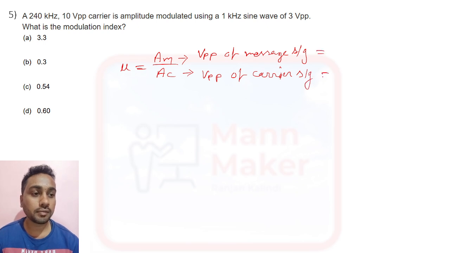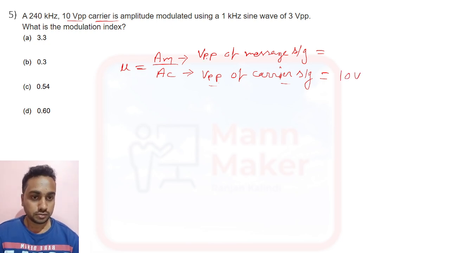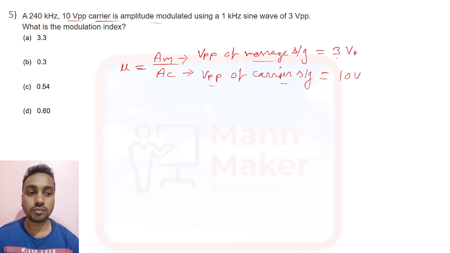Okay, so here we have 10 VPP carrier signal. So Ac, the peak to peak voltage of carrier signal, is 10 volt. And this is amplitude modulated using 1 kilohertz sine wave. Message signal we have given 3 VPP, 3 volt we can say. So we can put this one here. This is 3 by 10. That is equal to 0.3. So 0.3 is your answer, option B. Okay. Now one more thing you should remember here. They will ask some question like this.